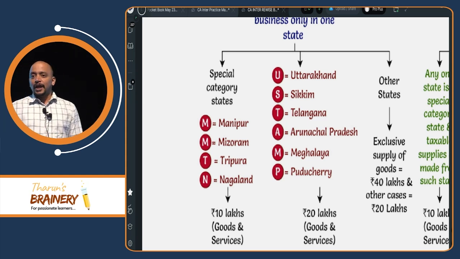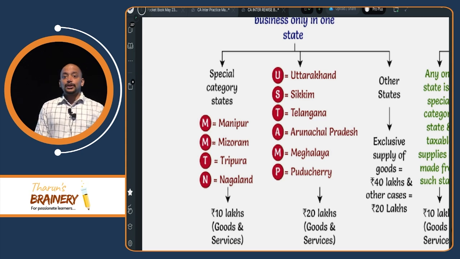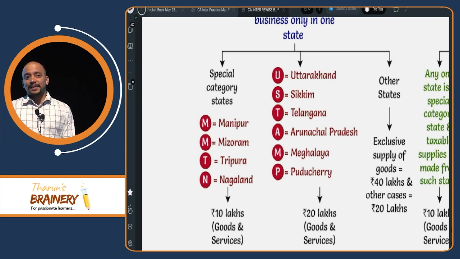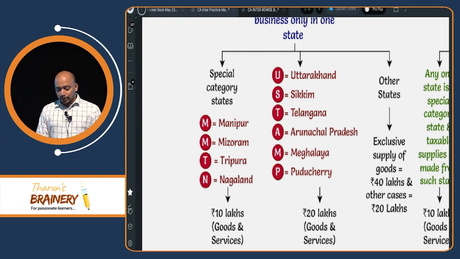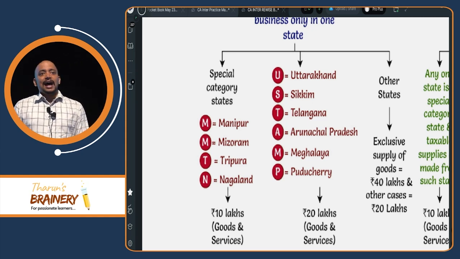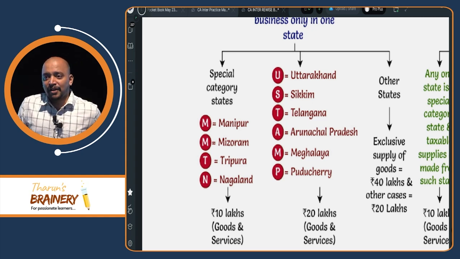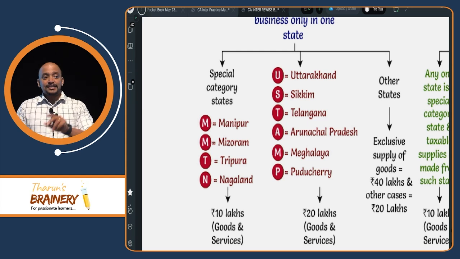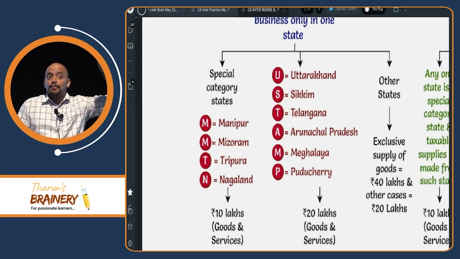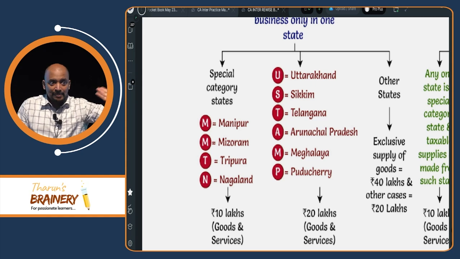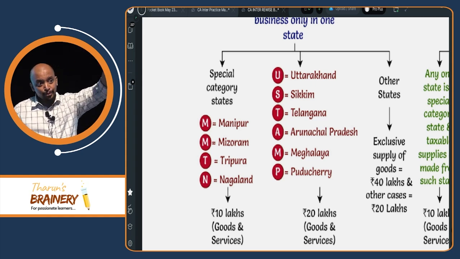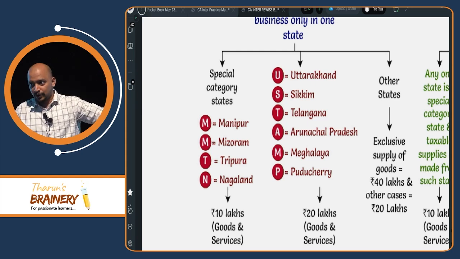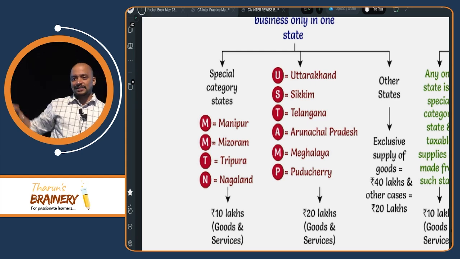20 lakhs. You are doing business in Andhra Pradesh, exclusively engaged in supply of goods. 40 lakhs. Andhra Pradesh is not in the list. So therefore the limit will be 40 lakhs. You are doing business in Meghalaya and exclusively engaged in supply of goods. 20 lakhs. There it is MM, Manipur, Mizoram, not Meghalaya. So first MMTN, MM is Manipur, Mizoram, not Meghalaya, okay. So Meghalaya will be 20 lakhs limit.